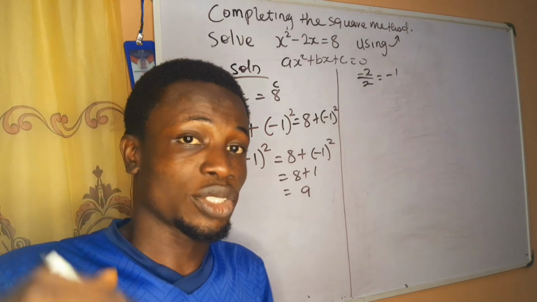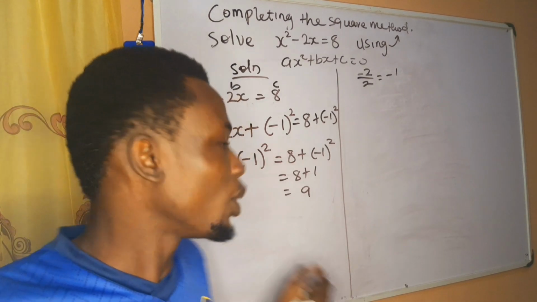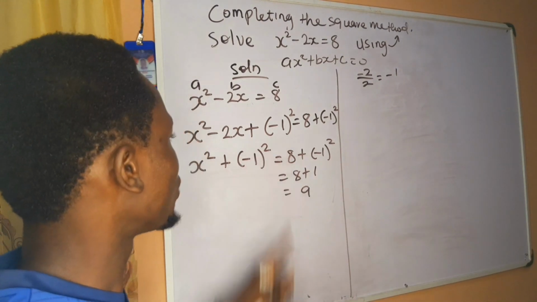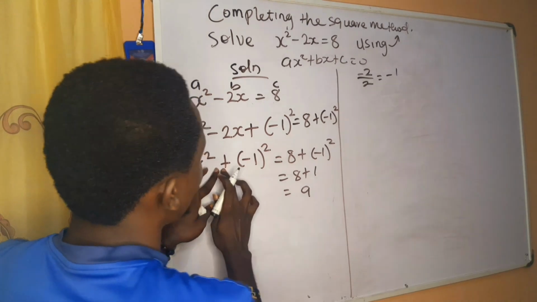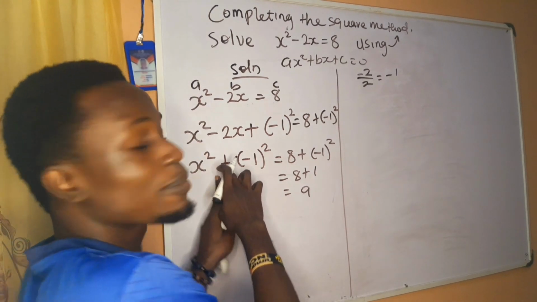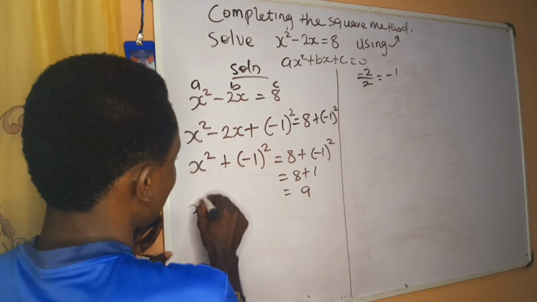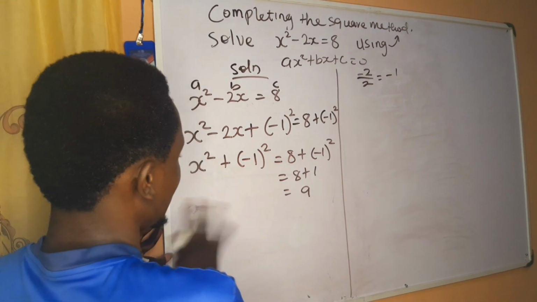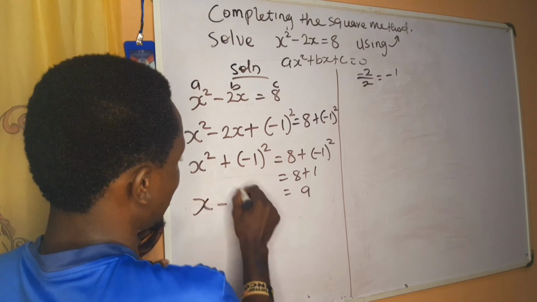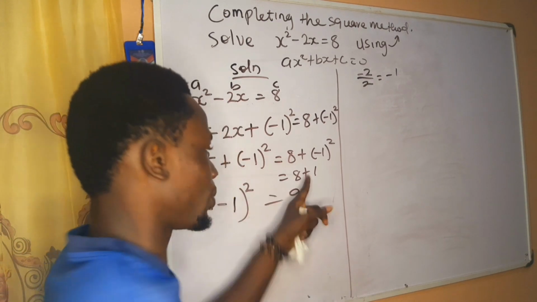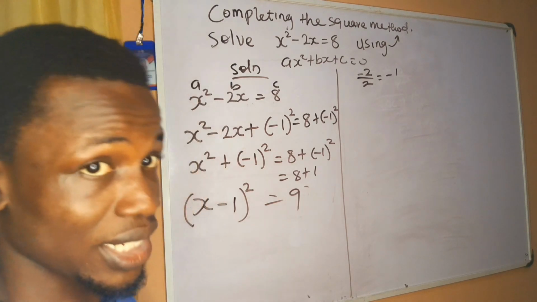So analyzing this now, remember that the square is common here. Because the square is common, what do you think we're going to do? We're going to open up a big bracket and put the squares. In the process, this plus will multiply this minus here, giving us minus. So it's x minus 1, all squared, is equal to the answer that we got here, which is 9.